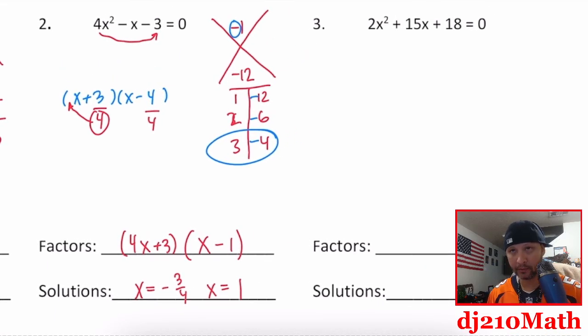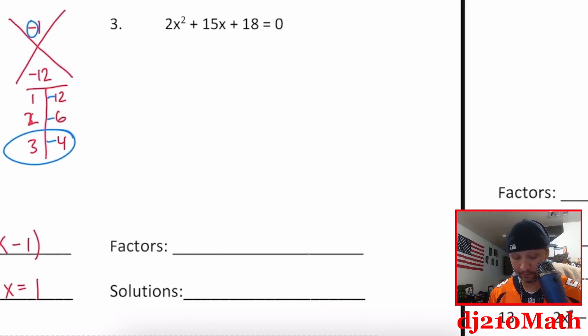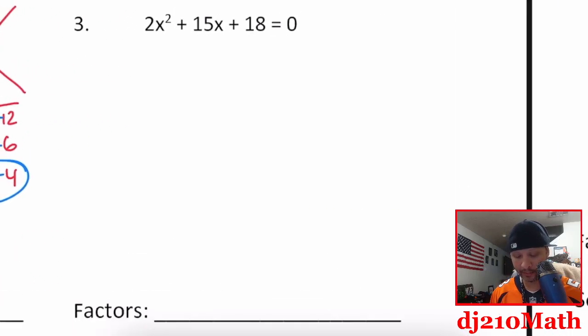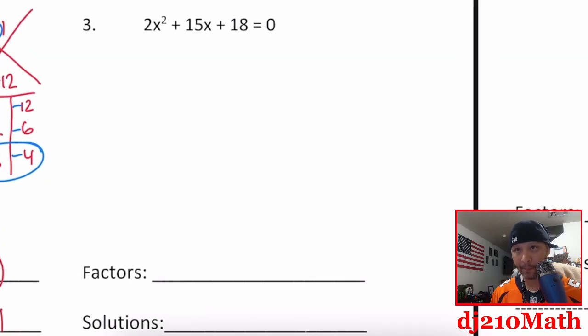All right, you can always pause the video, rewind it to maybe you missed something that I said. Okay. Number 3. 2, 15, and 18. GCF. The 15's messing it up. I can't pull out anything. So we go straight to the method.